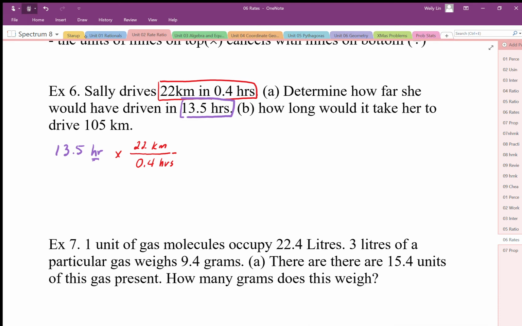When I do the calculation, the hours cancel out, and I end up with 13.5 times on top, times 22, divided by 0.4 hours. And that's going to give me 742.5. The units are going to be kilometers.